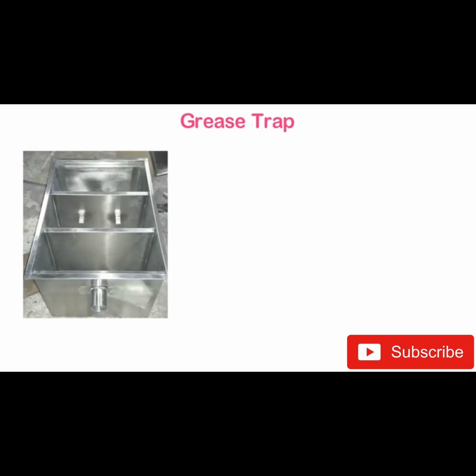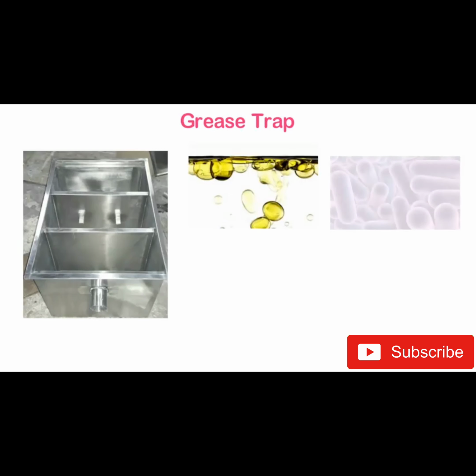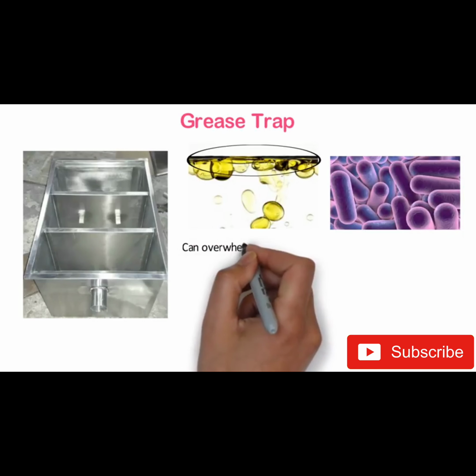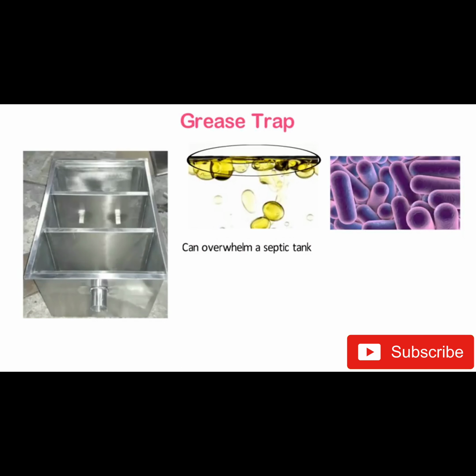Grease trap. Common wastewater contains small amounts of oils which enter into septic tanks and treatment facilities to form a floating scum layer. The septic tank contains microorganisms. This scum layer is very slowly digested and broken down by microorganisms in the anaerobic digestion process. In case of restaurants, large amounts of oils from food preparation can overwhelm a septic tank, causing release of untreated sewage into the environment.